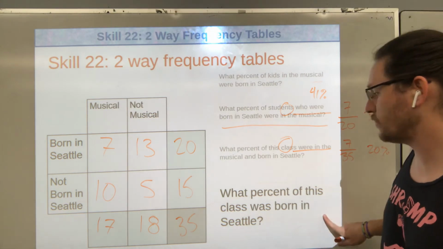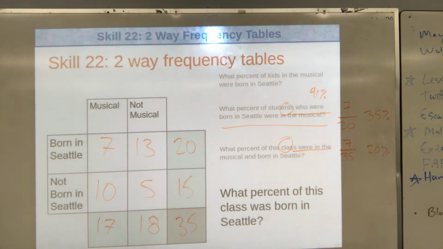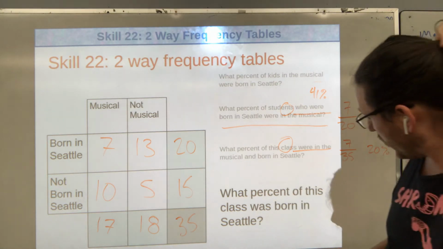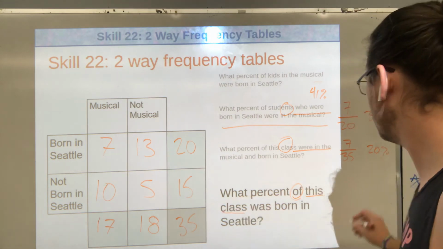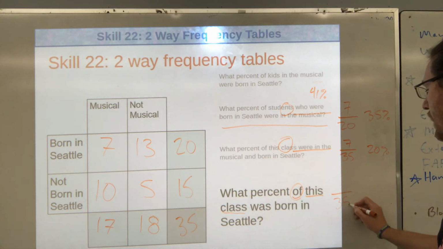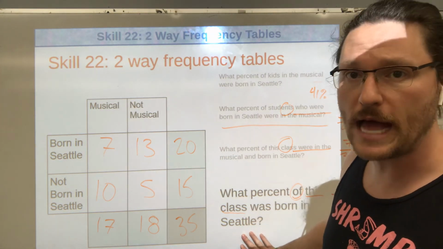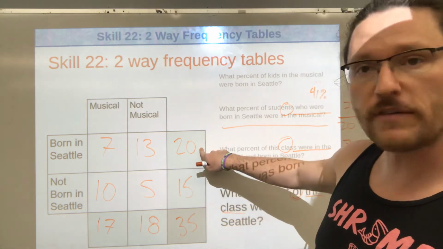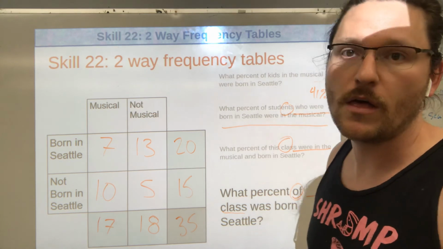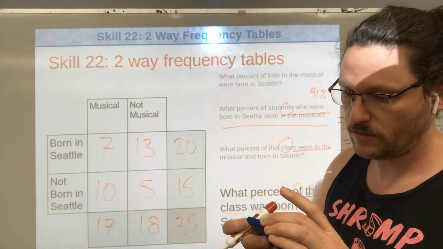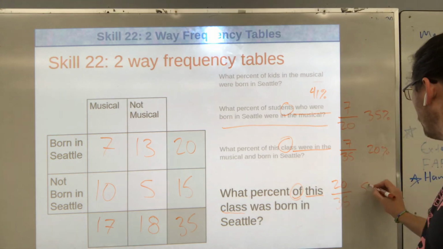What percent of this class was born in Seattle? Pause the video. See if you get the same answer that I do. Okay, for this one, I'm going to hone in on my magic word of. What comes right after? This class. Again, we're going to be using 35 on the bottom, but this time it's asking was born in Seattle. So out of everybody in this class, how many people were born in Seattle? I've got 20 people that were born in Seattle. My fraction is 20 over 35. And when I turn that into a percent, I get 57.1%.